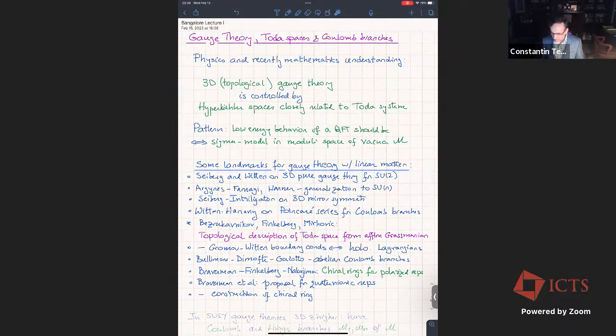Well, so continuing, the most recent thing was a proposal by a group of authors, including Braverman, for what the chiral ring should be when you have a representation of the group which does not split as a complex representation plus its dual.